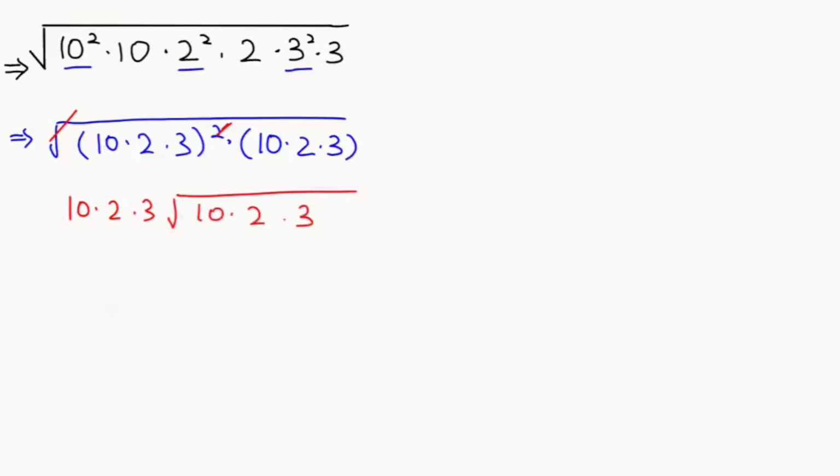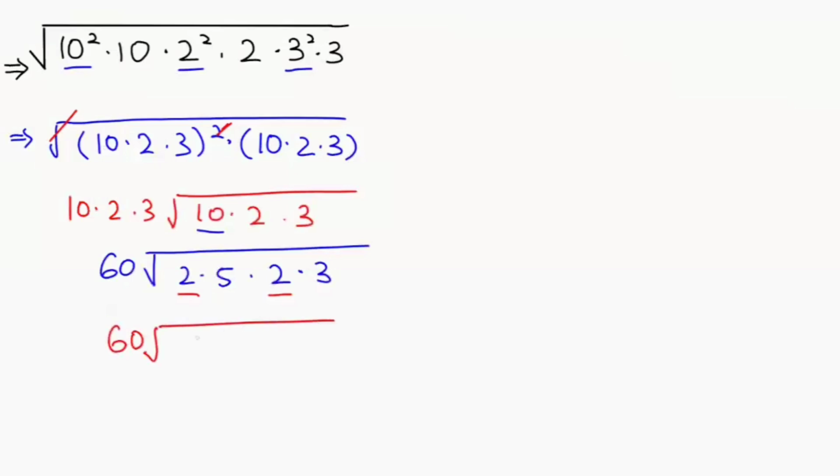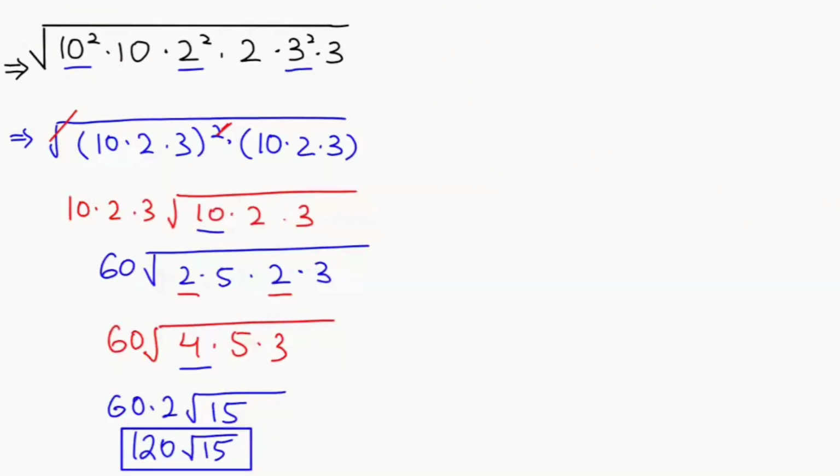Here 10 times 2 gives us 20 and 20 times 3 gives us 60. Root, now here I'm going to write 2 times 5, times 2 times 3. Now I'm going to multiply this. So here I will get 60 root of 4 times 5 times 3. And the root of 4 is 2, so 60 times 2, and root of 5 times 3 is 15. So 60 times 2 gives us 120 root of 15. So this is the final answer.